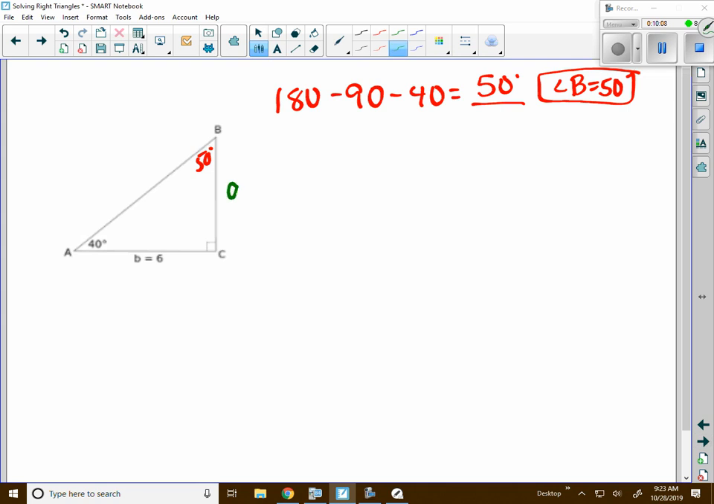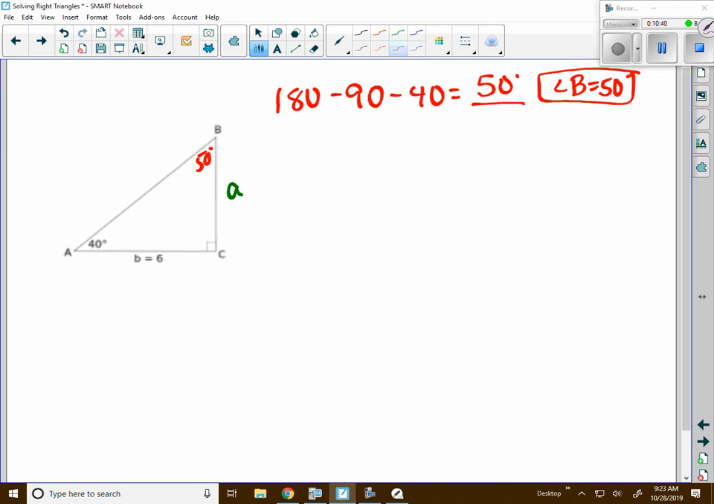Let's find side A next. It doesn't really matter where you go, but we'll find A together. In order to do this, we can't use the Pythagorean theorem because we don't have two sides already. We have to use trig. So if you look at 40 degrees, how does side A relate to 40 degrees? Is it opposite, adjacent, or hypotenuse?